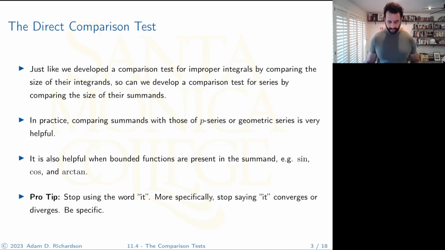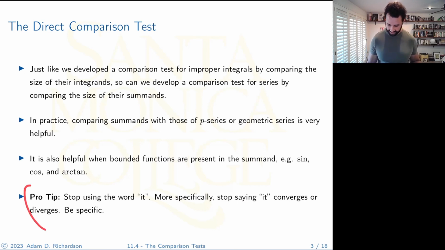It's also helpful when bounded functions are present in your summand. So for example, our favorite functions, sine, cosine, arctangent. We love those functions because they're bounded. So when you see those functions, direct comparison can help a lot because you know how big those functions are.